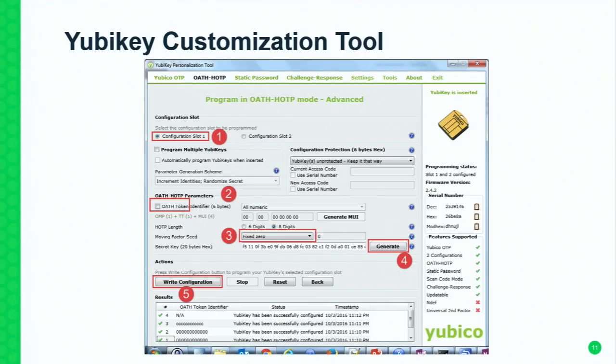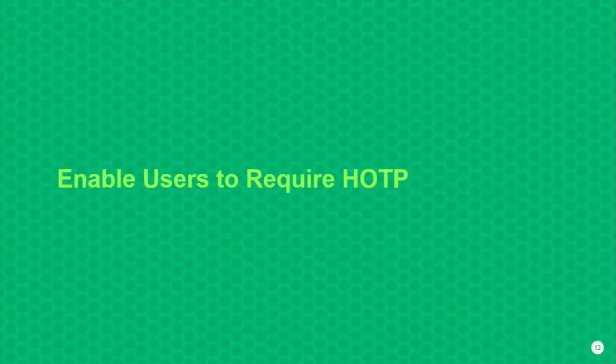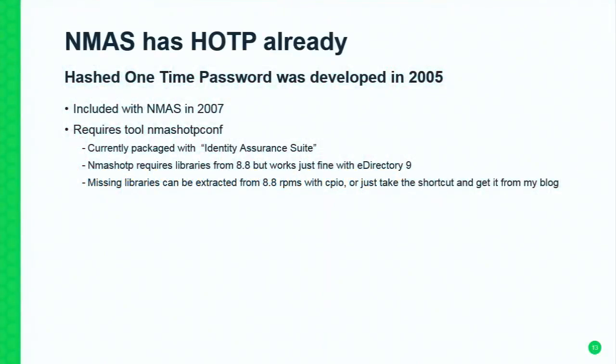That's the magic sauce that's going to make this work later. Okay, so really where this magic happens to work handily here is, this was all developed in 2005. It was included with NMAS in 2007. Right now it's packaged in what they call their Identity Assurance Suite. When I tried to get the utility that takes the secret and saves it into eDirectory with this new package 9 version, it didn't work. I had to grab a whole bunch of libraries from 8 to make the utility work, and I think they've repackaged it now because I opened a service request with them, so you can actually use it in 9.